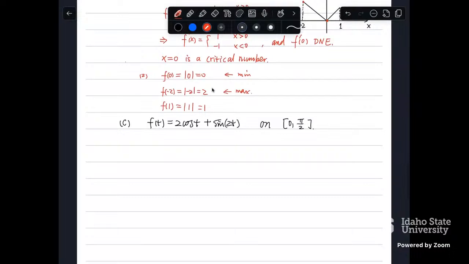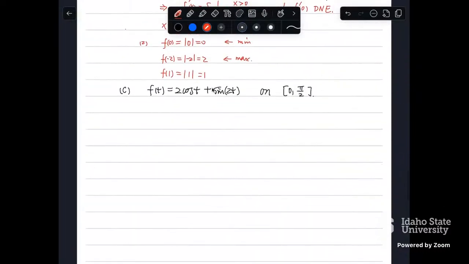The next example is the trigonometric example. I know many of you may forget how to solve trigonometric equations, so I posted some YouTube videos on Moodle. If you have difficulty solving trigonometric equations, make sure you go over those. So in this case, we use the closed interval method again, right?